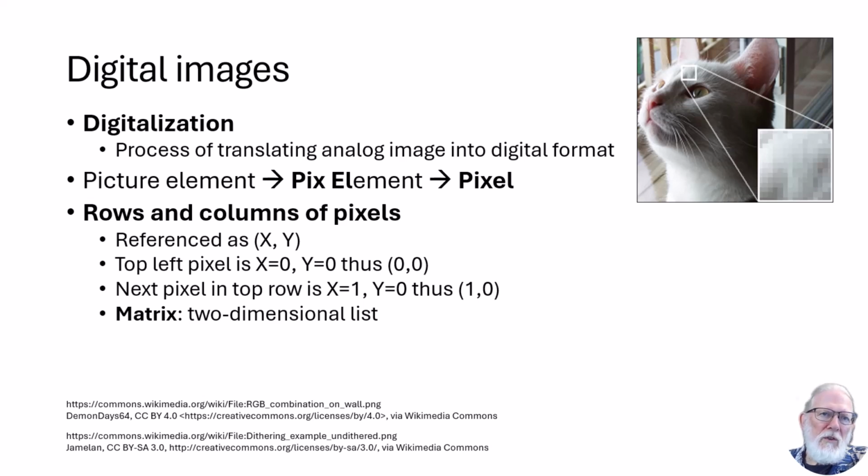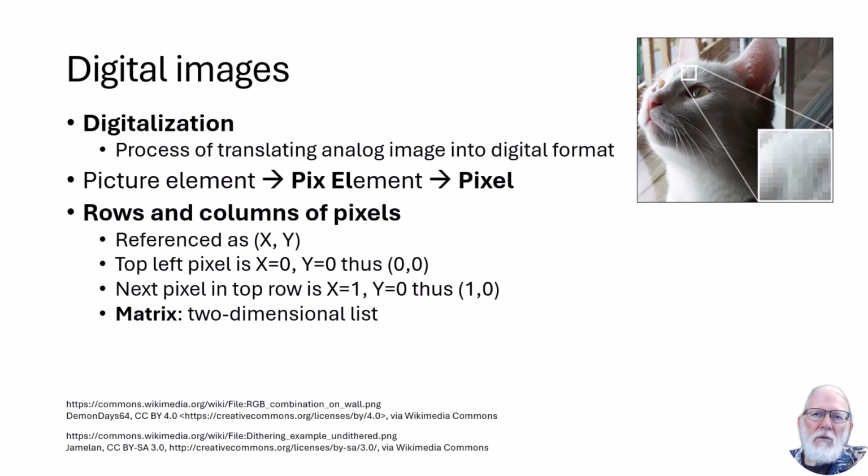When we reference individual pixels in a digital image, we reference them as an x and y coordinate, not unlike you might have learned in math. For our purposes, the top left pixel is always going to be at x0, y0, and thus 0, 0 would be its coordinates. The next pixel in the top row to the right of the top left one would be at x1, y0, and thus 1, 0 would be the coordinates for it.